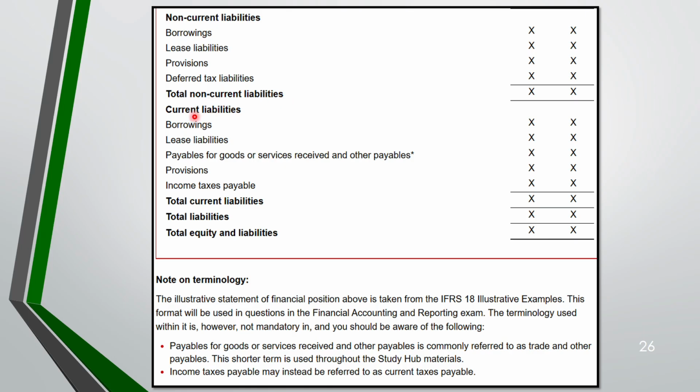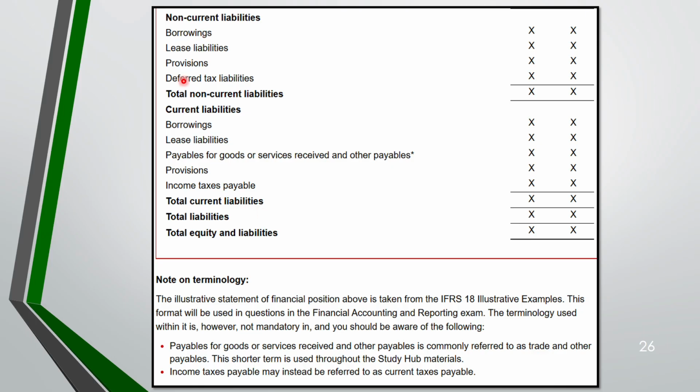Then under current again we have borrowings. See, borrowings differ, okay, borrowings could be current or non-current. If it's more than 12 months, non-current; less than 12 months, current. Lease also could be current if it's less than 12 months. Payable usually is current, payable for goods or services, and provision could be current if it's less than 12 months, and income tax payable. Deferred tax is non-current, but income tax payable, the current tax, is current liability, and then you add them together here, get the total current liability.